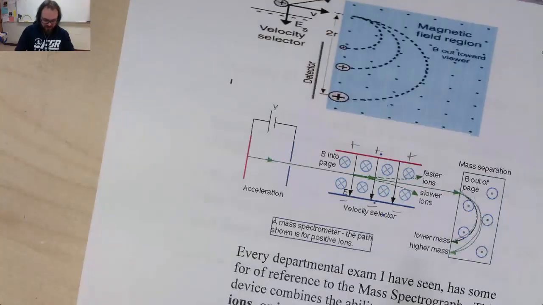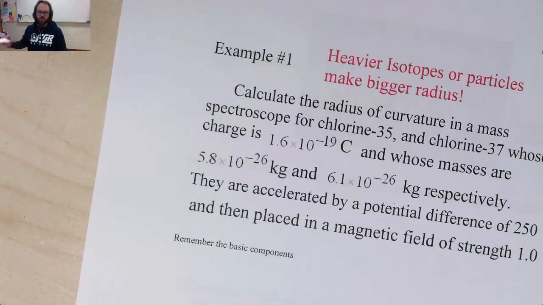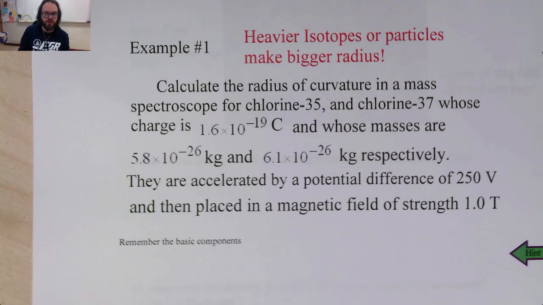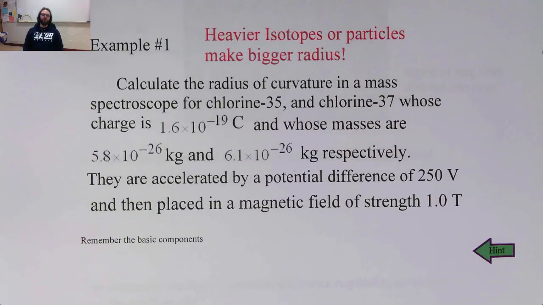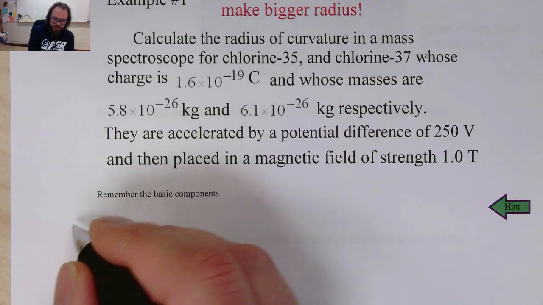Okay? So if we look at this, anytime we're using a calculation, we're going to be using two steps. We're going to have to figure out what is my first step, which is my acceleration and velocity chamber, and the second step, which is my curving chamber. So right here, we're going to look at something, and it says heavier isotopes or particles make a bigger radius. So let's figure this out. So I'm going to write down here, we have my hint here. If I pulled it out, we have three steps.